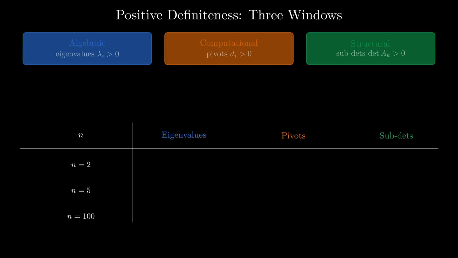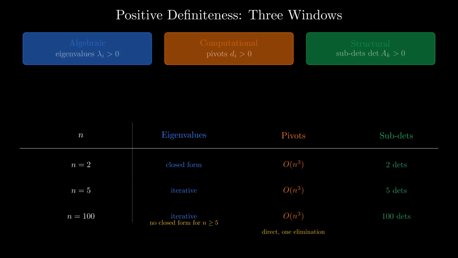Computationally, the difference matters. Eigenvalue computation for an n by n matrix is iterative with no closed form for n at least 5. Pivot computation through elimination is order n cubed and direct. For a 2 by 2 or 3 by 3 matrix, leading sub-determinants are fastest of all, just 2 or 3 small determinants. For a 100 by 100 matrix, you run elimination once and inspect the diagonal. No iteration, no characteristic polynomial.